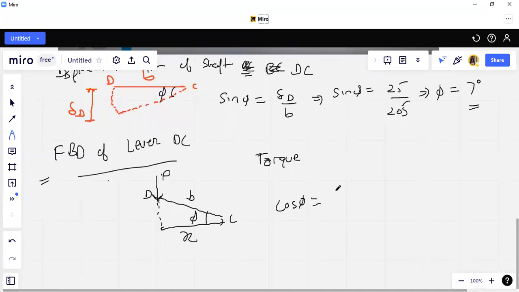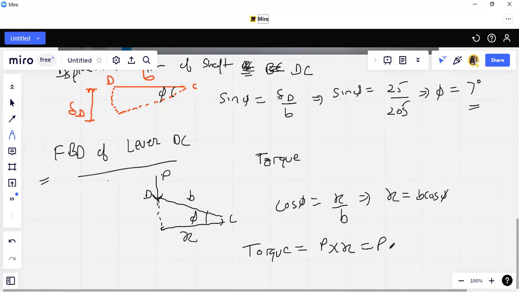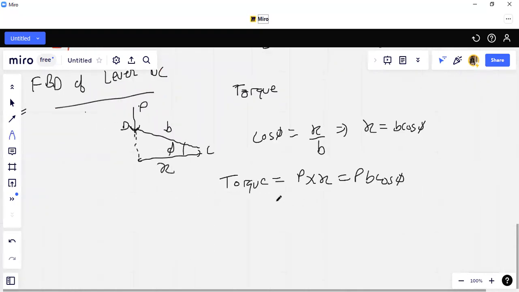cos phi, we can write cos phi is equal to x divided by b. From this, we can write x is equal to b cos phi. So you can write the value of torque, that is torque is equal to p multiplied by this perpendicular distance, that is x, which is equal to p b cos phi. Also, we are going to use this torque value again and again.